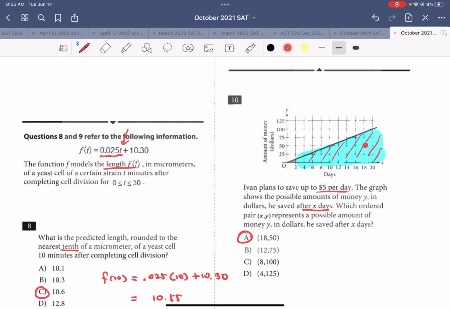But the other one, 12,75, is right here, so that's not in the shaded region. And 8,100 is right here, so it's not. 4,125 should be here, so those are not in the shaded region. So the only possible amount of money he can save after x days should be 18,50.